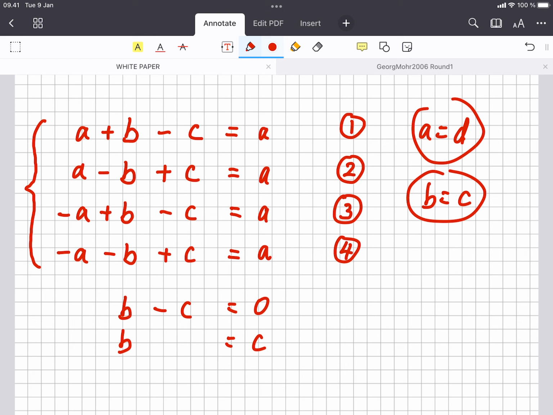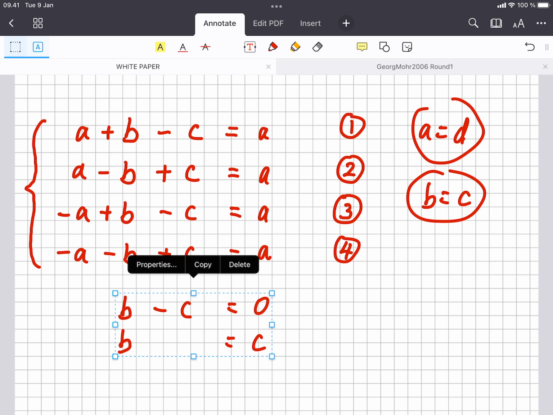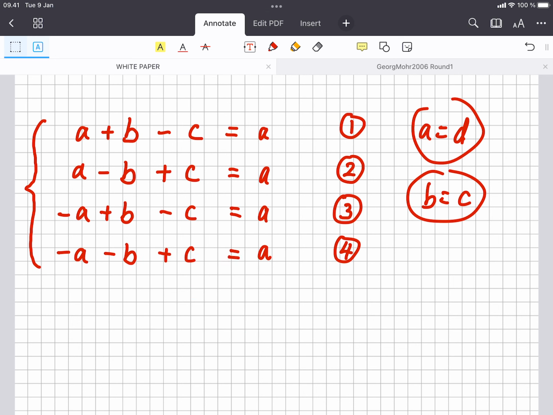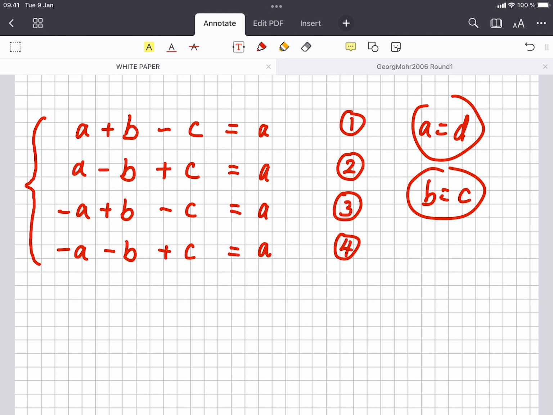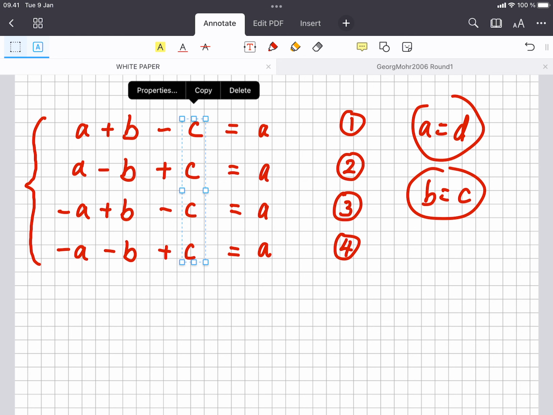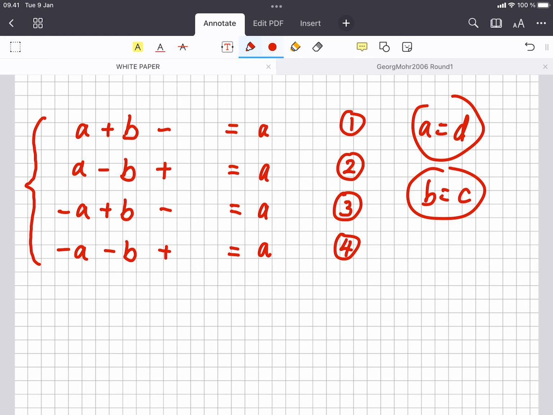So in fact, I think I'm going to just go through and replace all of the c's with b's, since I've established that they're equal. Let's take that lot, delete, and replace them all with b's. And then what have I got now? So I've got b minus b, they disappear. Minus b plus b, they disappear.